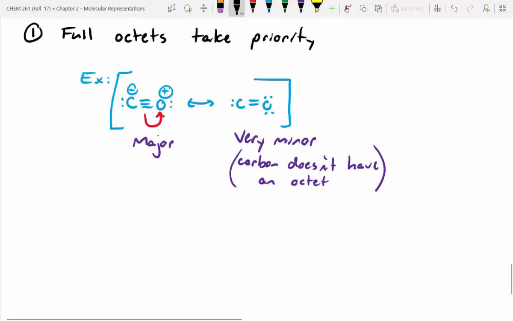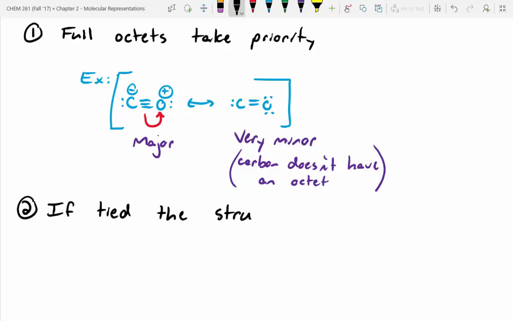All right, if you're tied and you really can't tell beyond that, then you need to follow rule 2. If tied, the structure with minimized charges is going to be more major.